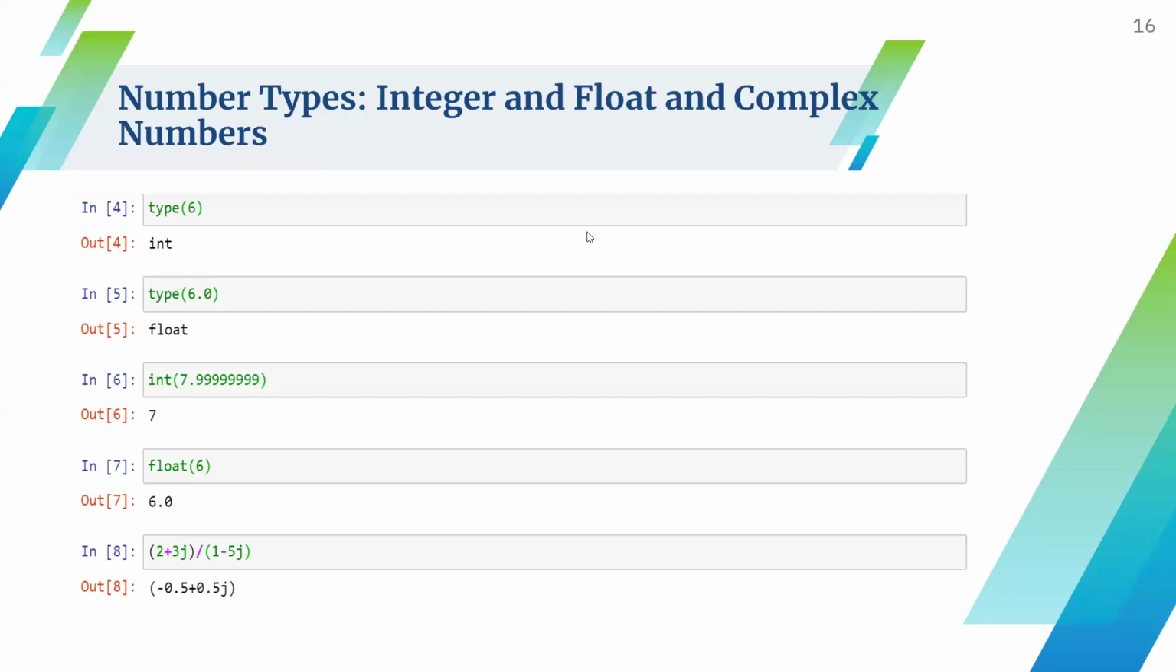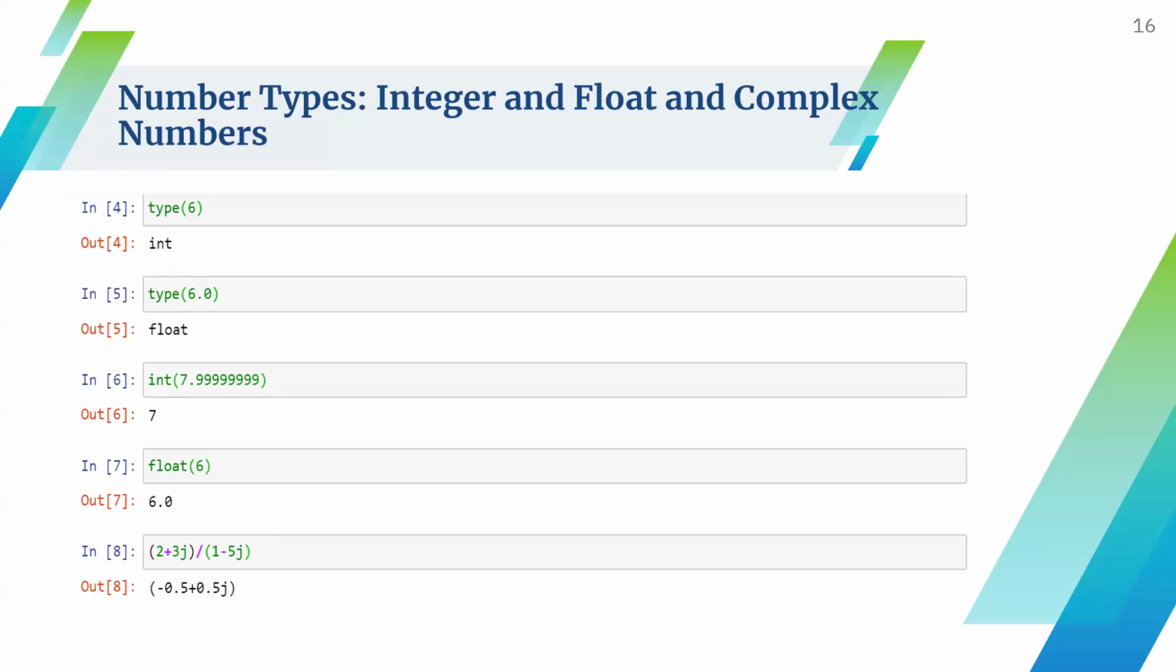So now we are going to discuss the number types here: integer, float, and complex number. I said Python is going to be a dynamic data type, so we don't go with the data type. When I declare a variable, I'm not going to specify the data type. But now I'm going to use a function here.